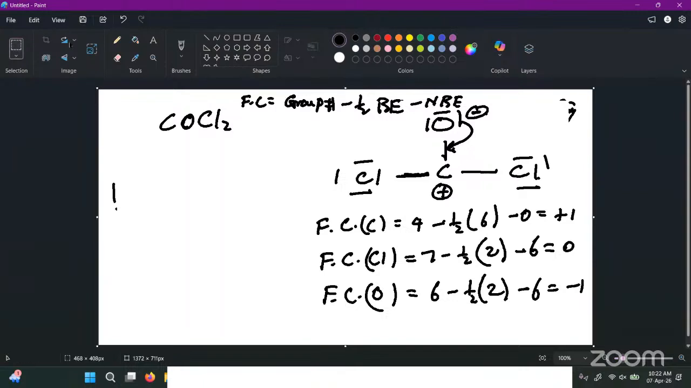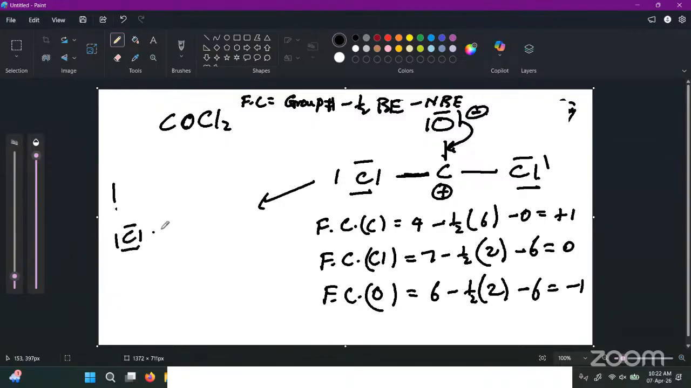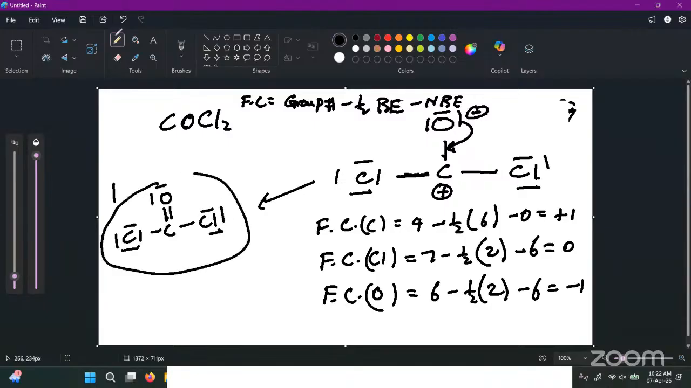Okay, so the final answer, when the electrons move from here to here, is going to be Cl, C double bond O, and then Cl, and that would be it. So this here would be the final answer for the Lewis structure of COCl2. All right? Any questions about this one? Any questions out there in Zoom?